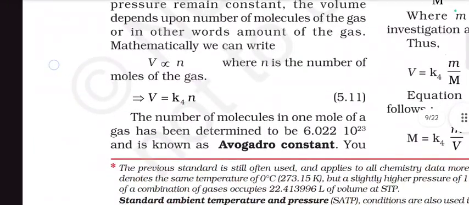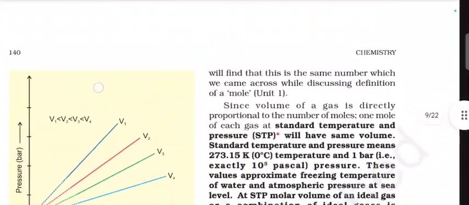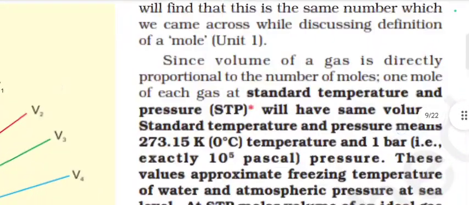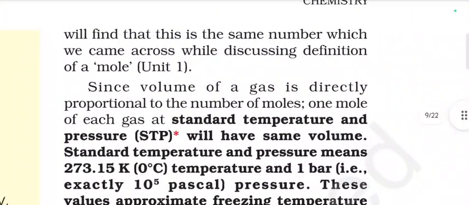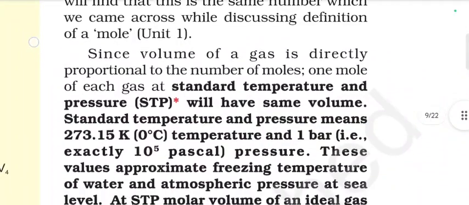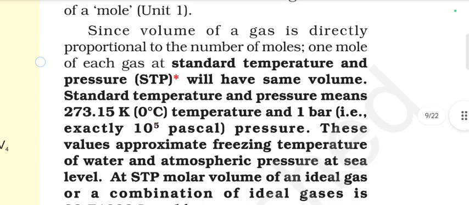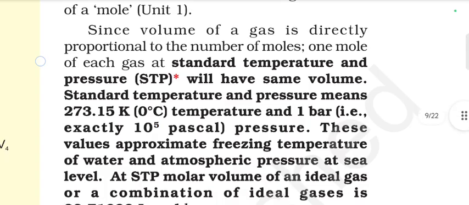The number of molecules in 1 mole of a gas has been determined to be 6.022 into 10 raised to the power 23 and is known as the Avogadro constant. You will find that this is the same number which we came across while discussing the definition of a mole, Unit 1. Since volume of gas is directly proportional to the number of moles, 1 mole of each gas at standard temperature and pressure, STP, will have the same volume.